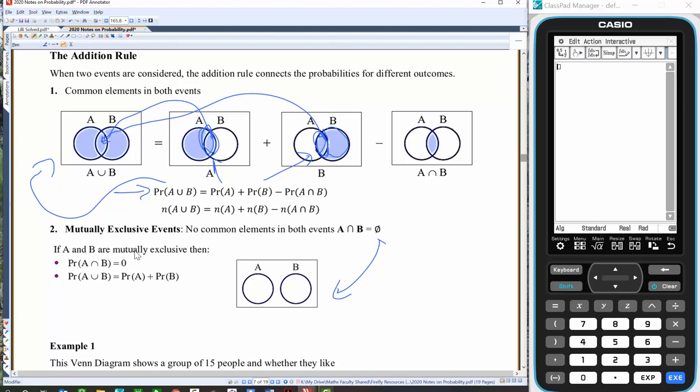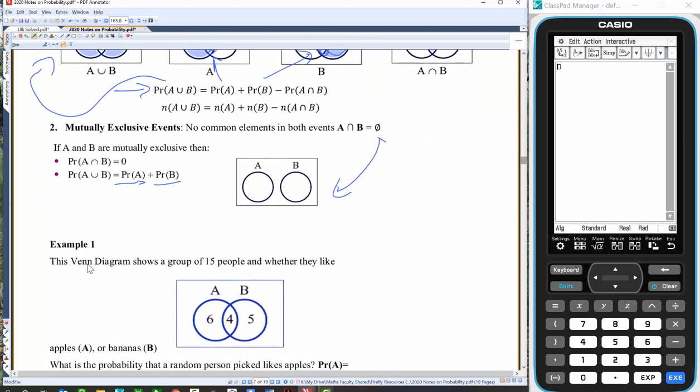So if A and B are mutually exclusive, then A intersect B is equal to 0. And in that case, what we could do is just add the probability of A and the probability of B together. We don't need to remove one lot of the intersection because we'd be removing nothing.